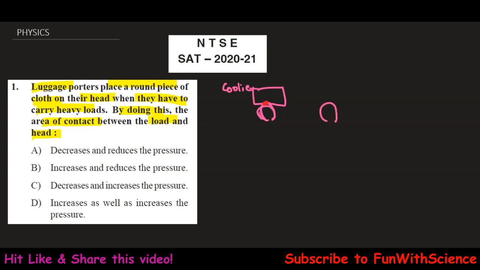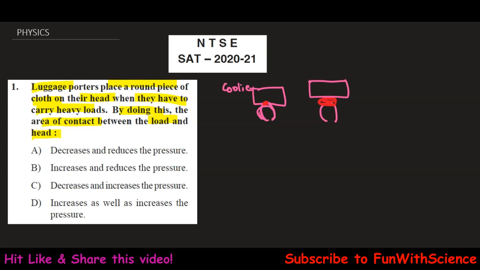Let us say this is his head, and now he is placing a piece of cloth. Let me draw it like this. So he places a piece of cloth like this, and then he places the luggage on that. So what happens here? We can easily see that the area of contact is increasing, right? So the area of contact increases by placing the cloth.